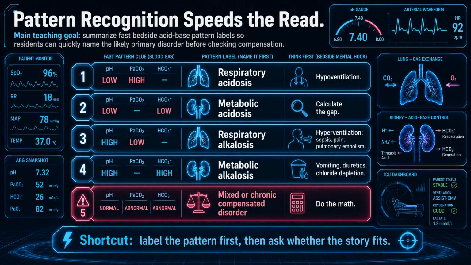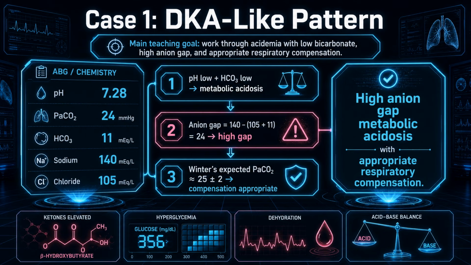Normal pH with abnormal carbon dioxide and bicarbonate is not reassuring. It means either chronic compensation or a mixed disorder, so do the math. Let us apply the algorithm.